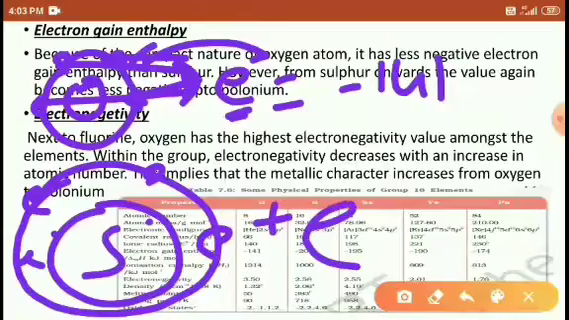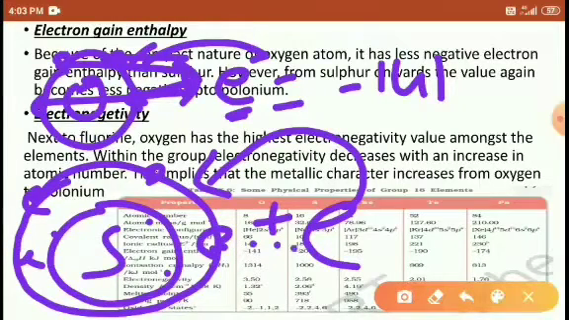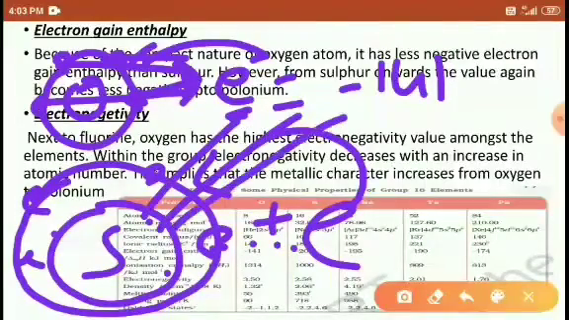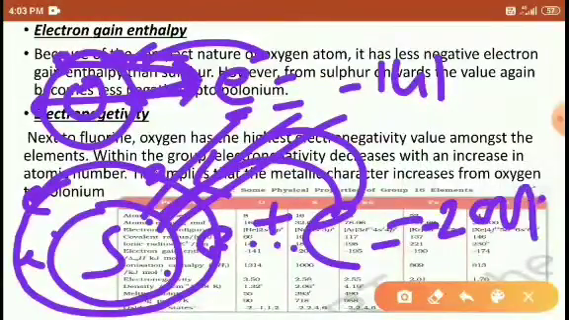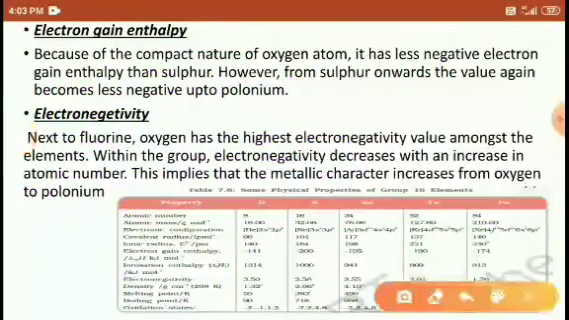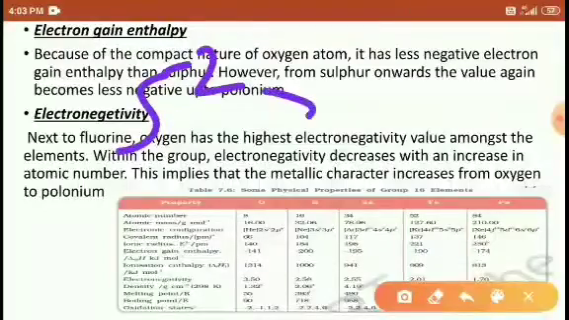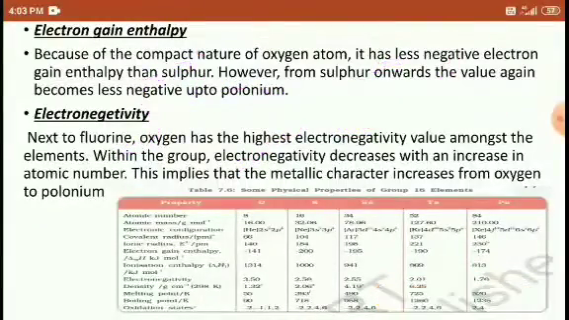Right? So sulfur here is large in size. When the incoming electron enters into the sulfur, these electrons are large in size, so they cause less repulsion here. That's why it releases more energy while accepting an electron, that is minus 200 kilojoule per mole of energy. Right? So S2 minus is more stable than O2 minus. Right, students?